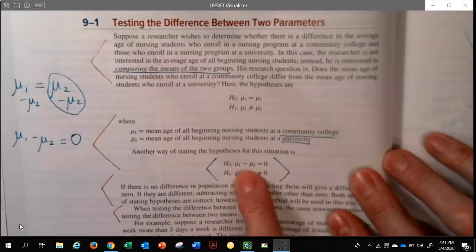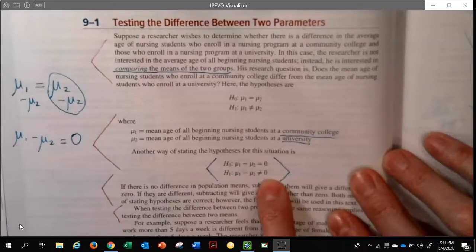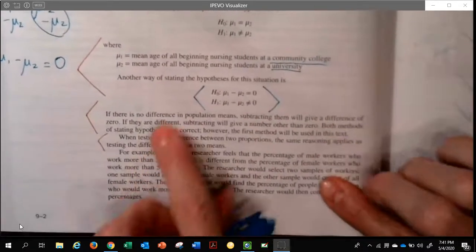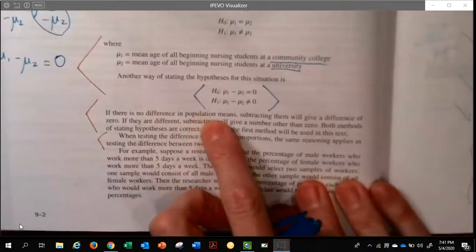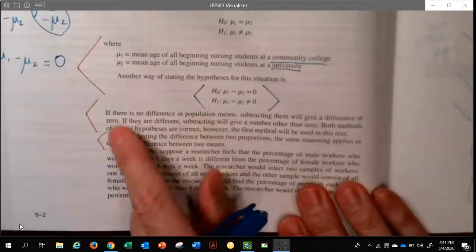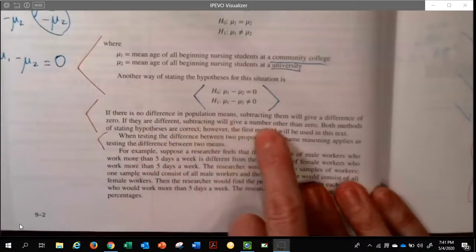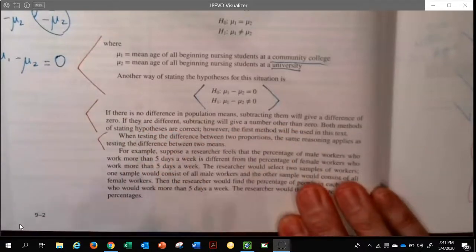If one is 80, then the other is 80, and 80 minus 80 is 0. They really are the same. That's our null hypothesis. But this is saying in the alternate that nope, when you subtract them, it doesn't equal 0. There really is a difference. There really is going to be some kind of number there. If there is no difference in population means, subtracting them will give a difference of 0. See? If they are different, subtracting will give a number other than 0.